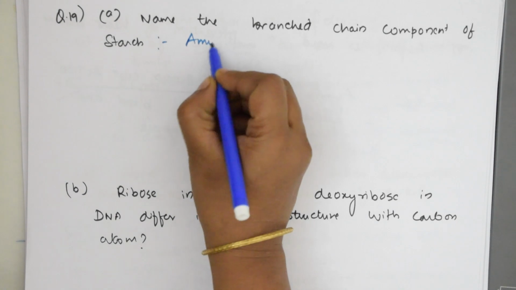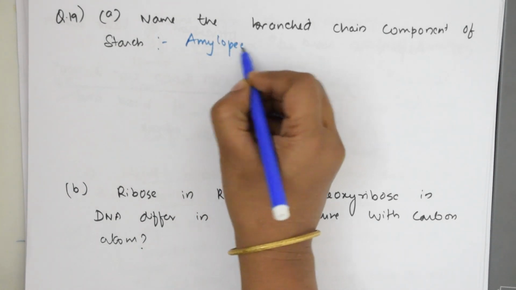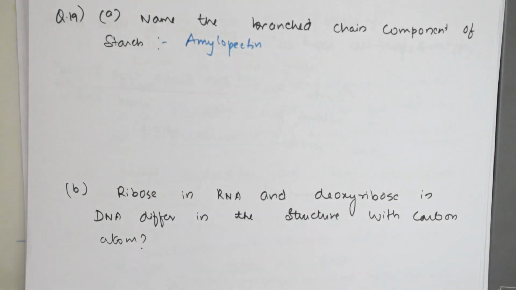It is nothing but amylopectin. Okay, they've asked nothing else. Branch chain, because we have amylopectin, isn't it? So you have a branching at C1 and C6 carbon. So directly you can write the answer: branch chain is amylopectin, at C1 and C6.